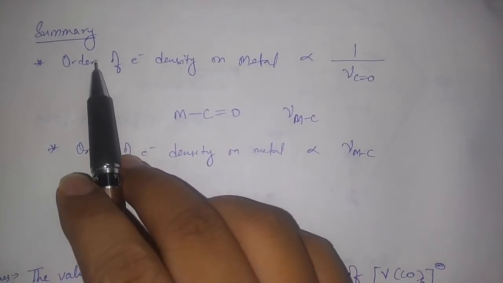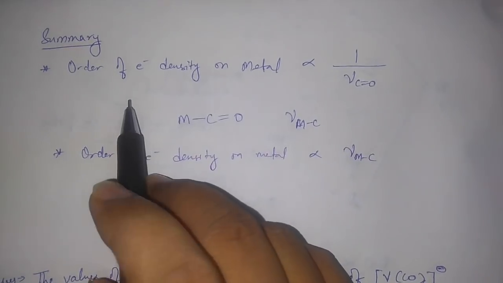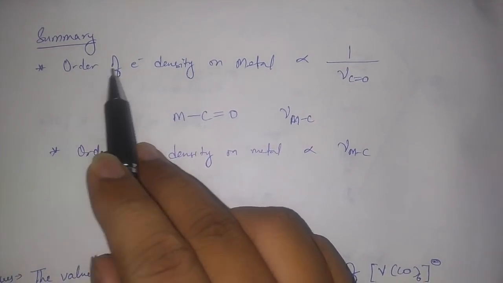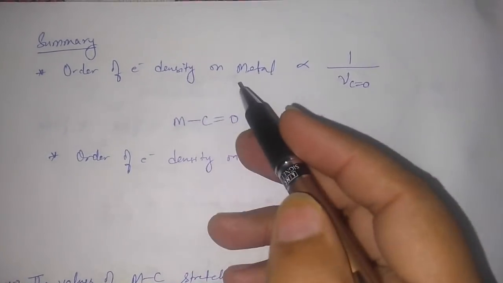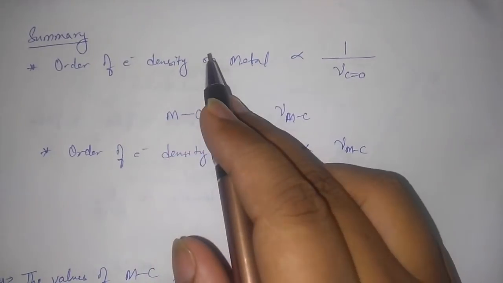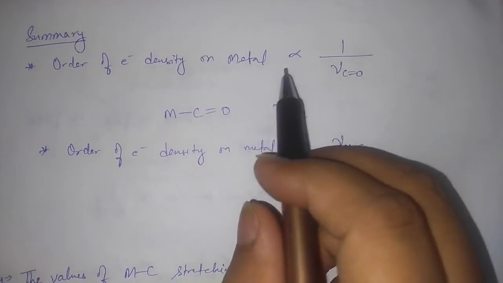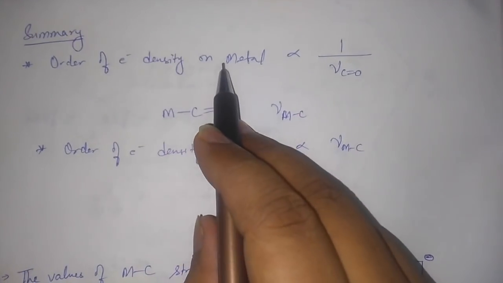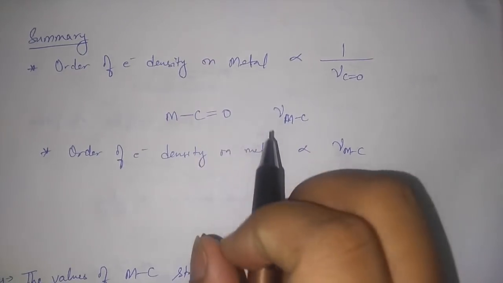So here now I have summarized the things for you to make them very simple to understand. See, what you have to do is just find out the order of electron density on the metal. Now if the electron density on the metal is high, that will be inversely proportional to your CO frequency. So if electron density on the metal is high, CO frequency will be less. That means the order of CO frequency will be opposite to the order of electron density on the metal. Okay, so you just need to find out the order of electron density.